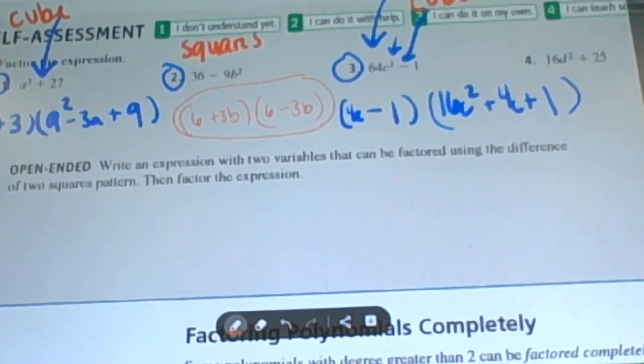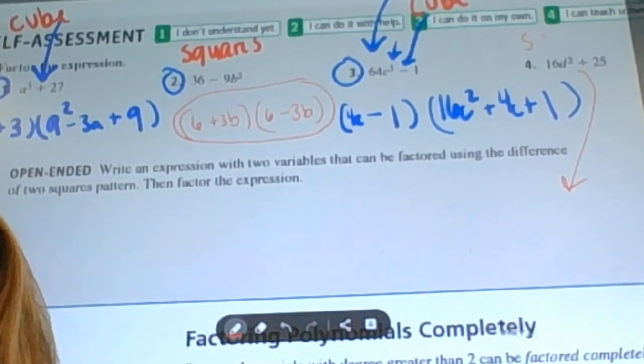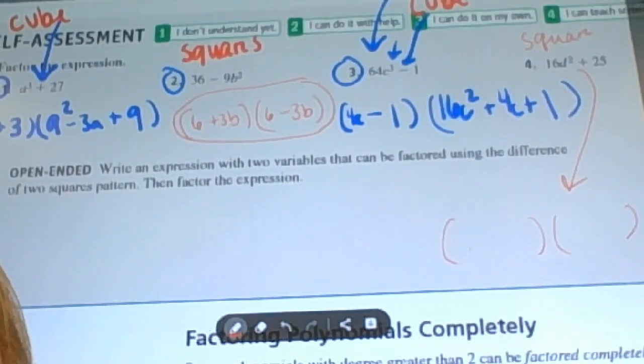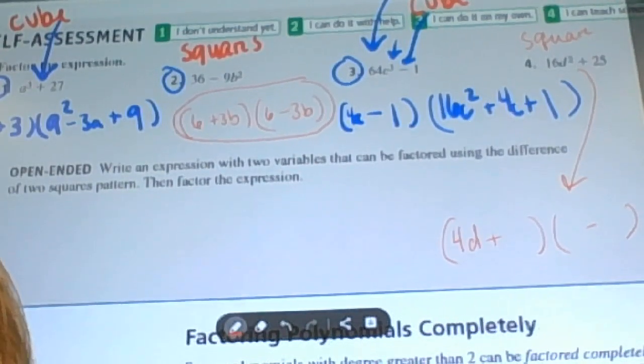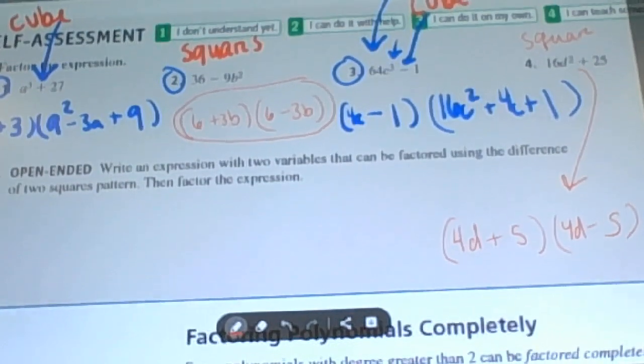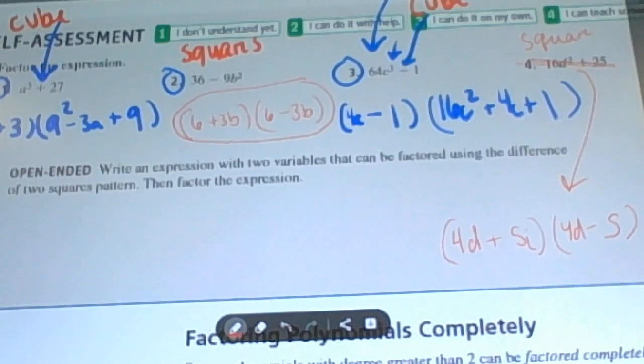Number 4 really belongs more in the last chapter, but it's a square, not a cube. A square is 2 parentheses with opposite signs. Square root of 16 and square root of 5. What's that? Oh, you're right. You're right. That one has the i's. Don't do 4. I meant to miss that. I'm not requiring you guys to do that one.